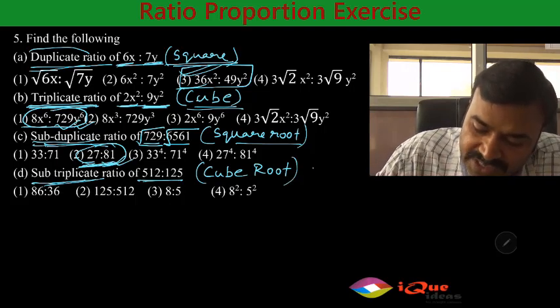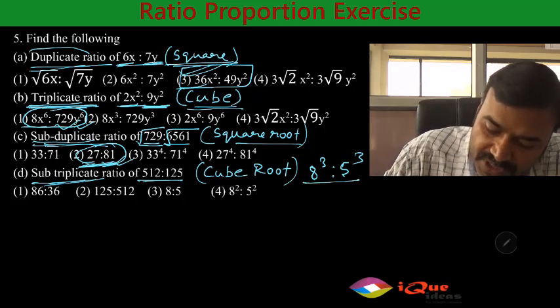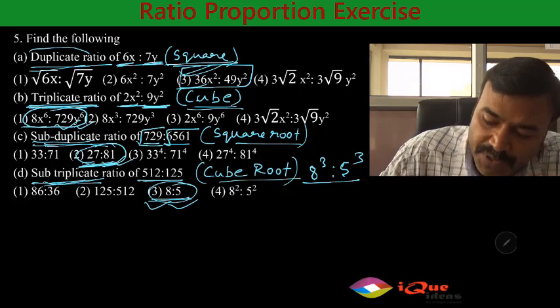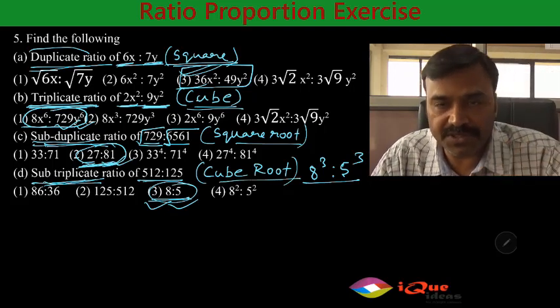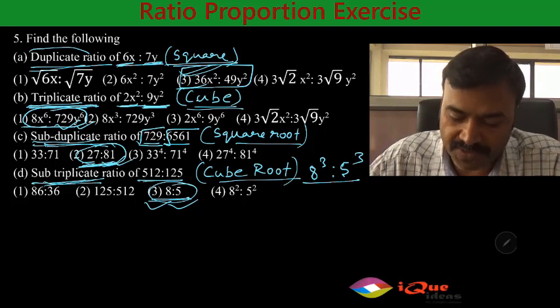Now 512 is 8 cubed, and 125 is 5 cubed. So if you take the cube root of this, you will get 8 is to 5. That is the third option. Remember, subtriplicate means simply cube root. So if you know the meaning of these words, you can directly get the answer to these questions. Now, let's take up the next one.